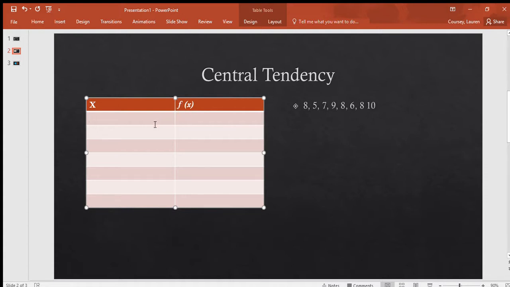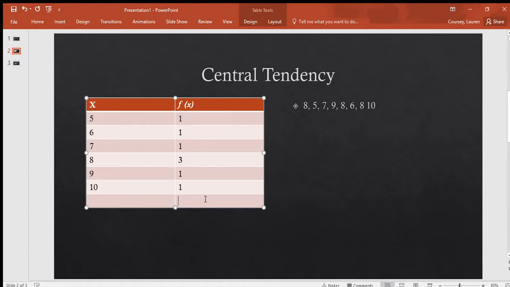So my values of x we have observed, starting from the lowest and going to the highest possible score of x, we have 5, 6, 7, 8, 9, and 10. Then over here, we'll put the frequency for each of these values of x. So only one person had a score of 5, only one person a score of 6, 7. We had 3 people who had a score of 8, 1 for 9, and 1 for 10.